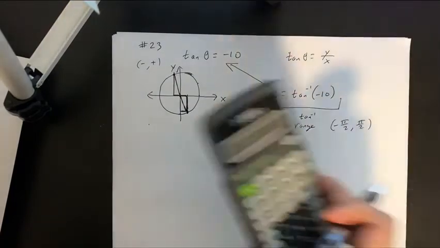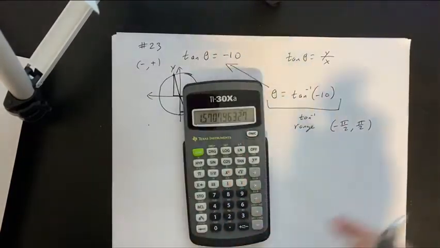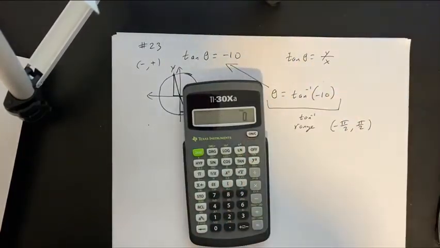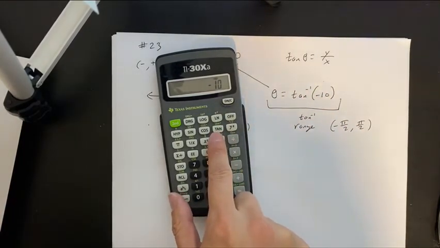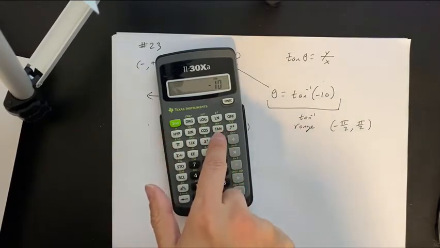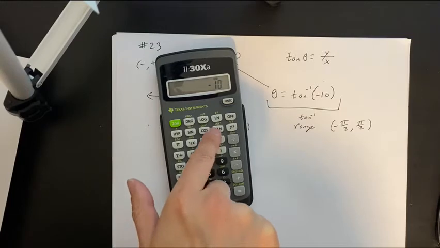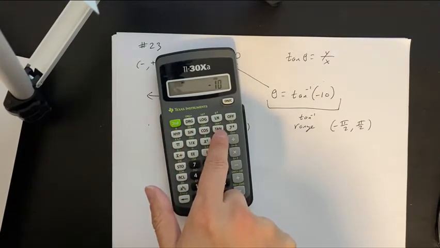So I want my answer to be in radians. When I enter this in, tangent inverse of negative 10, so here's 10, negative 10. I'm going to apply this tangent inverse. That's the regular tangent function. To apply the tangent inverse, I'm going to do second, tangent.